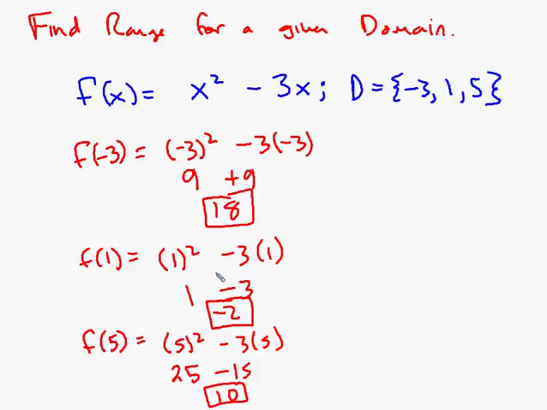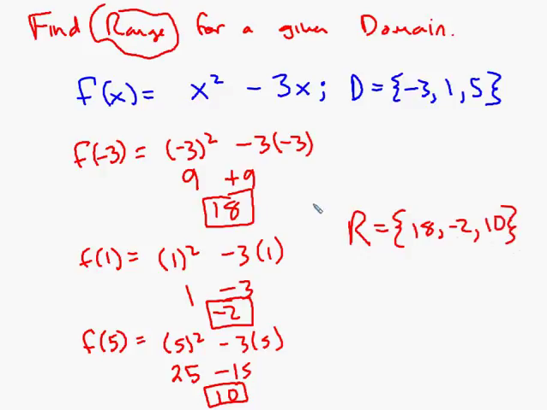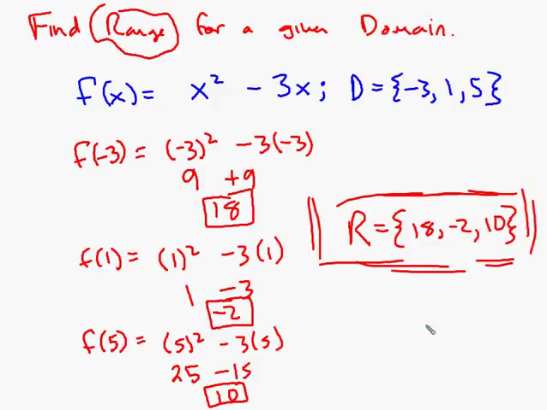Now, you're going to be tempted to box this. No, no, no, no, no. It said find the range. That's the work to get the range. My answer is range equals 18, negative 2, and 10. And this is the final answer. When I put it all together, you have to put it together.